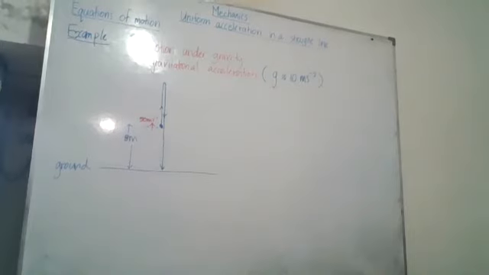Part C: the total distance traveled when reaching the ground. Part D: the speed with which it hits the ground.